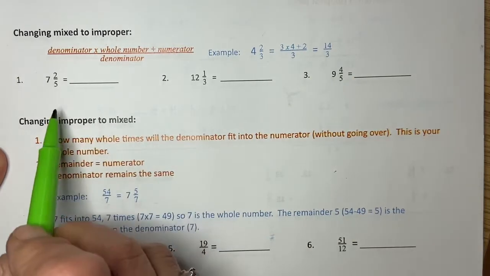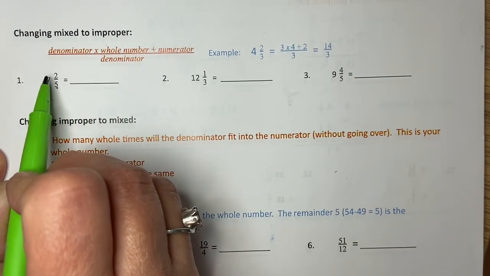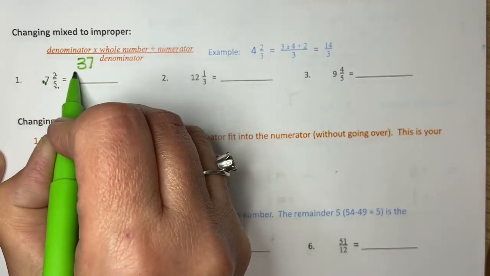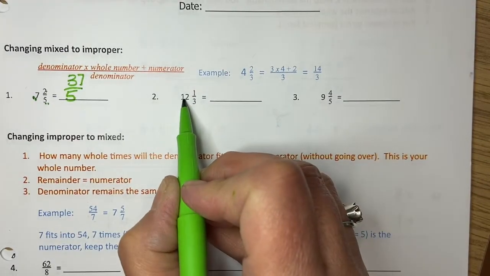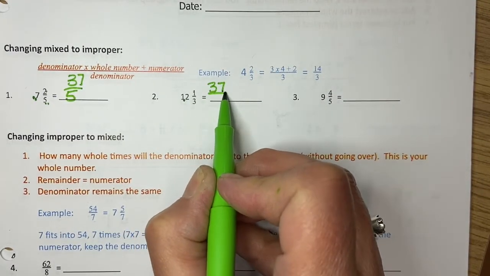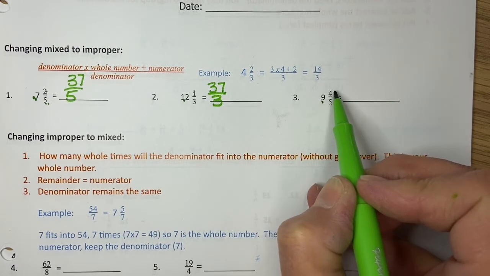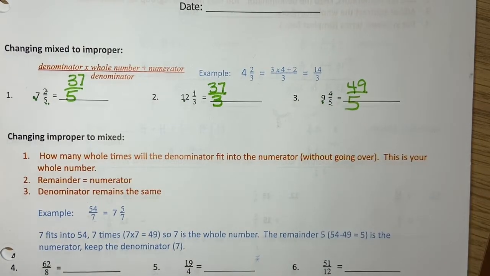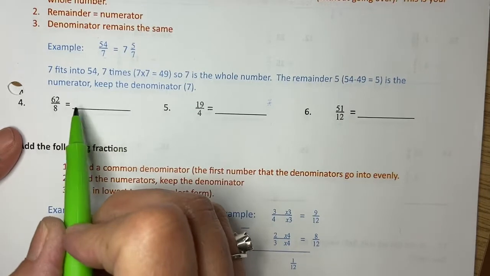So changing mixed to improper, you do the denominator times the whole number plus the numerator. So 5 times 7 is 35, plus 2 is 37 over 5, okay? 3 times 12 is 36, plus 1 is 37. Keep my denominator. 5 times 9 is 45. 45 plus 4 is 49. Keep my denominator, okay? All right, changing down here, improper to mixed.